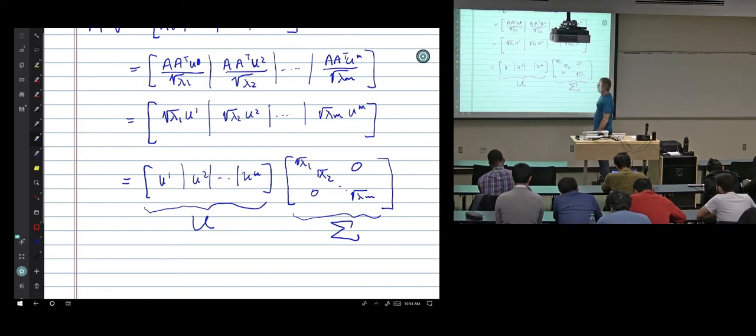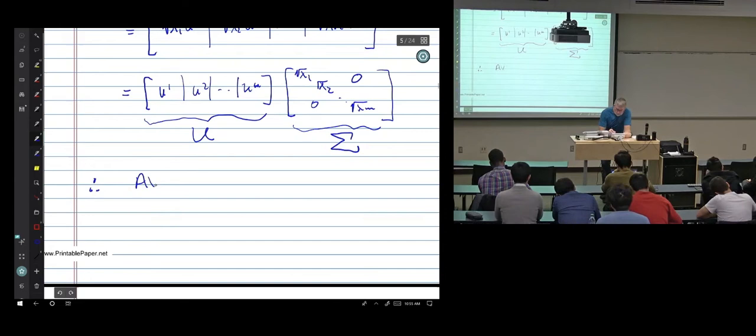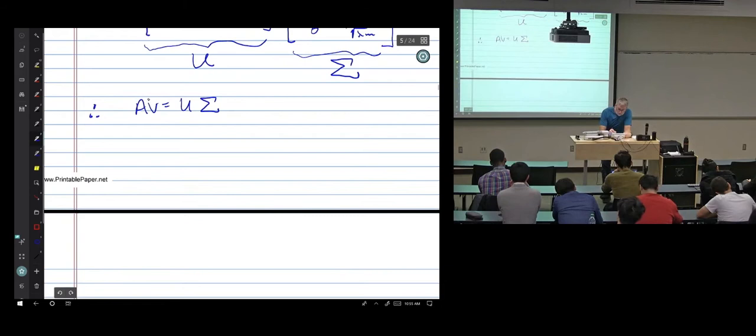Okay, so you can go home and check. This matrix is either this one or it's the opposite. So go home and check. Make sure you've got them on the right side. And so we have AV is U times sigma. V is an orthogonal matrix, so A equals U sigma V transpose. Check.